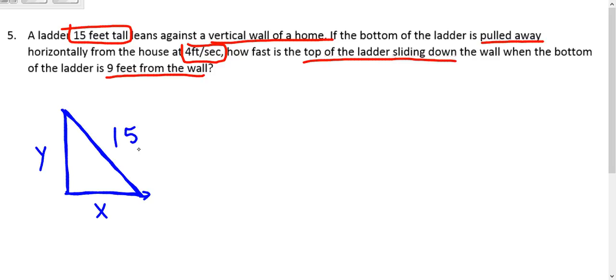So to write an equation that compares these three things, we use the Pythagorean theorem. X squared plus Y squared is 15 squared. Okay. So here's our equation.